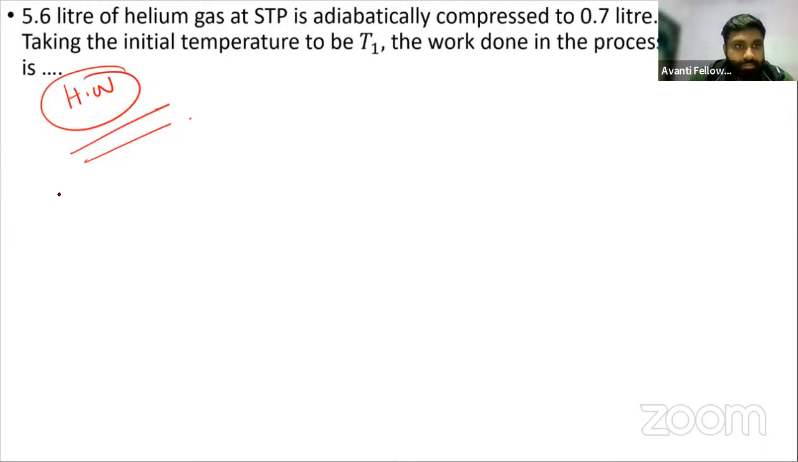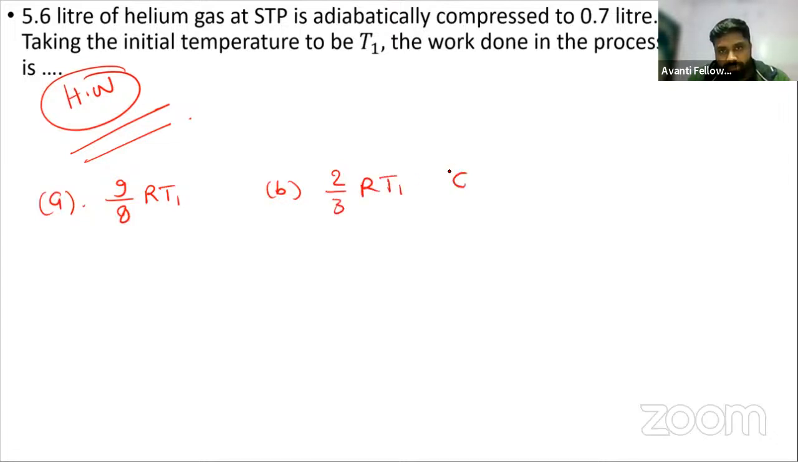So option A is 9 by 8 RT1. Option B is 2 by 3 RT1. Option C is 15 by 8 RT1. And option D is 9 by 2 RT. Okay.